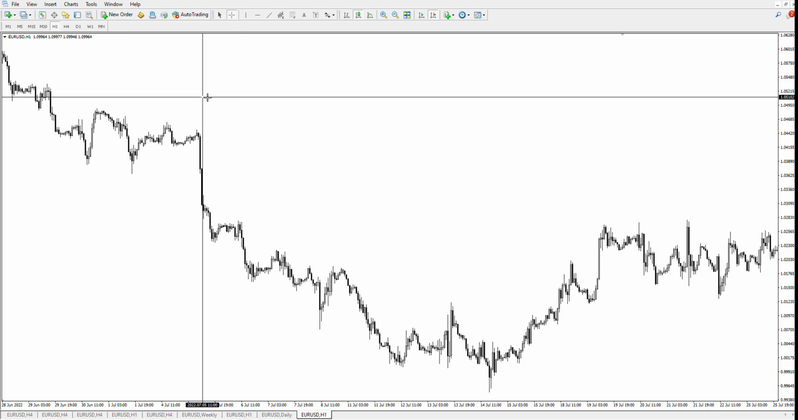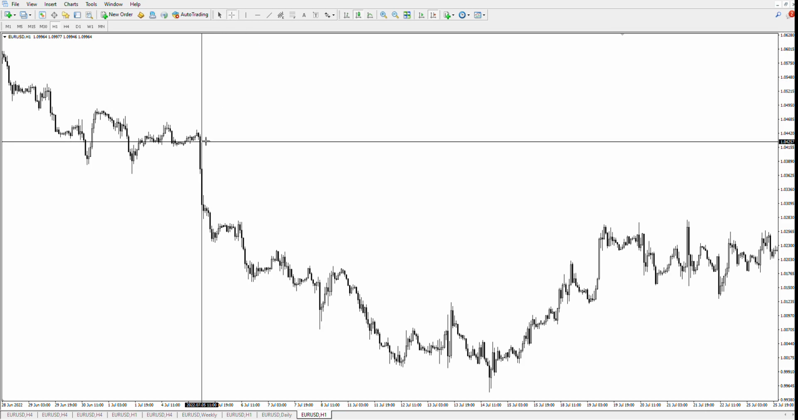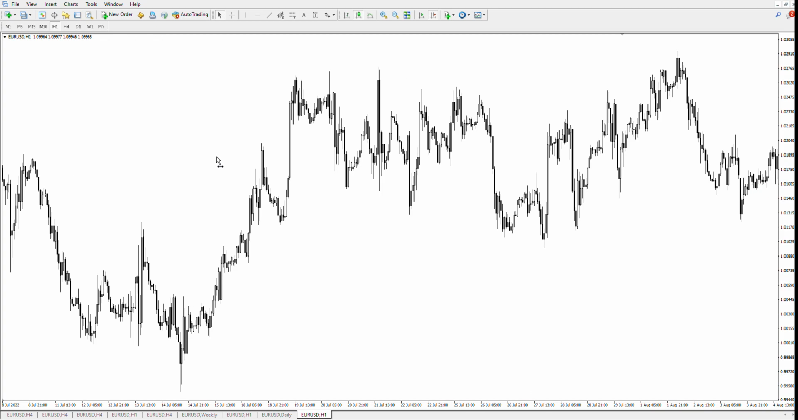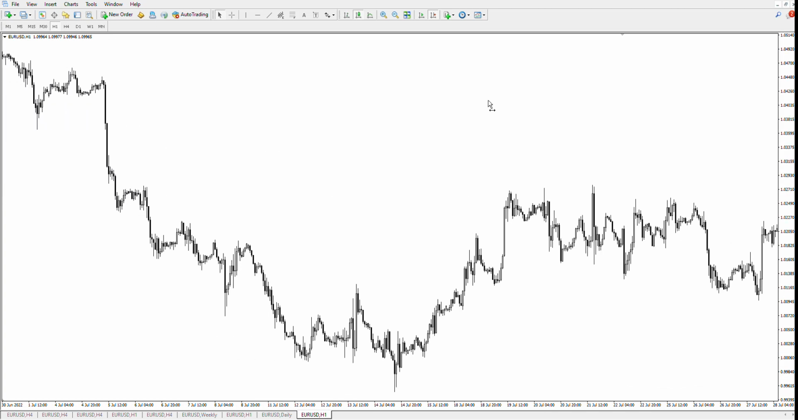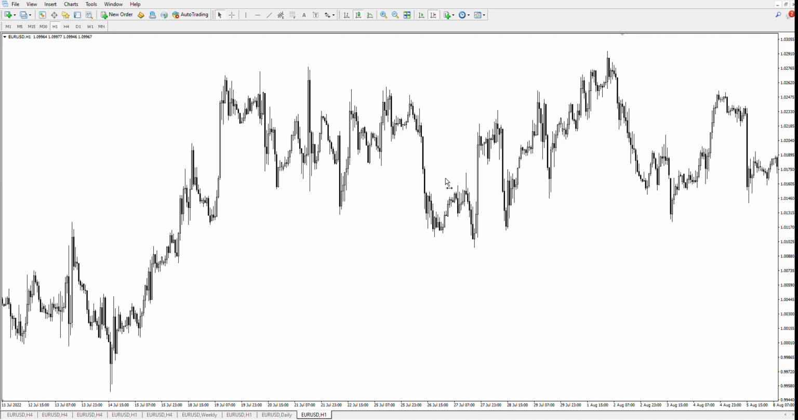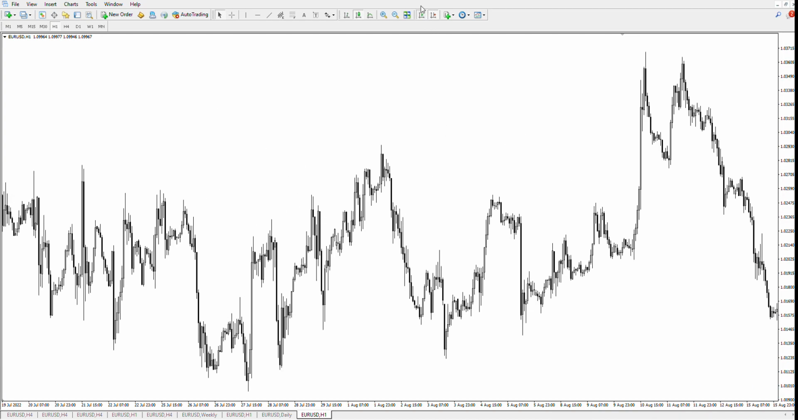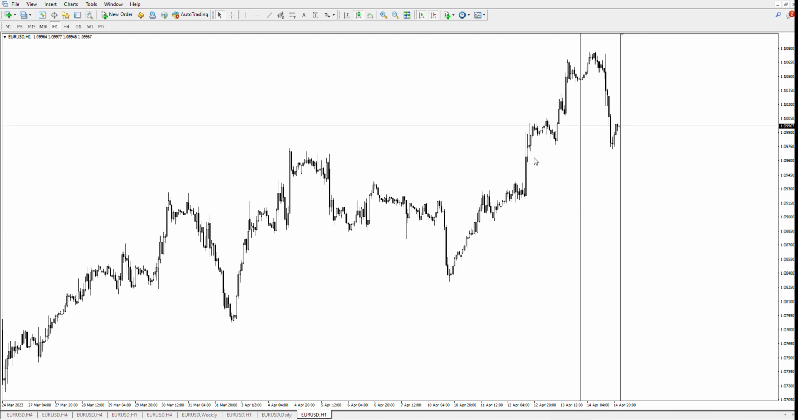Not always do they get filled. Like this one, I don't see that it was filled. Maybe it was filled eventually. Yeah, it was filled eventually, but it took a long time. So here you see an inefficient price move back efficiently and fill it, you know. Usually the inefficient price moves tend to get filled.